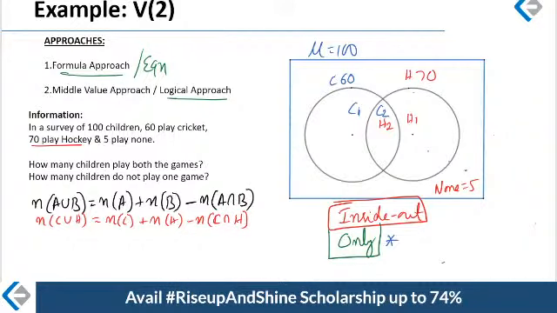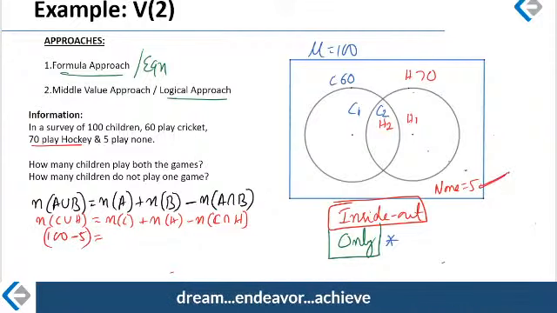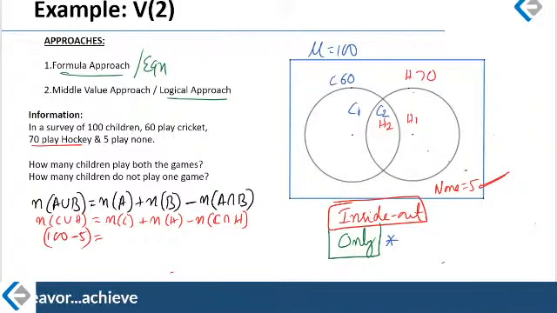Number of people playing cricket or hockey is how much, friends? 100? If you write 100, the answer becomes wrong. It is 100 minus 5. Where is that particular 5? It's here. 100 minus 5, because 5 is none. The 5 of them play none. Therefore, remove that part. Now, therefore, 95 people play cricket or hockey.